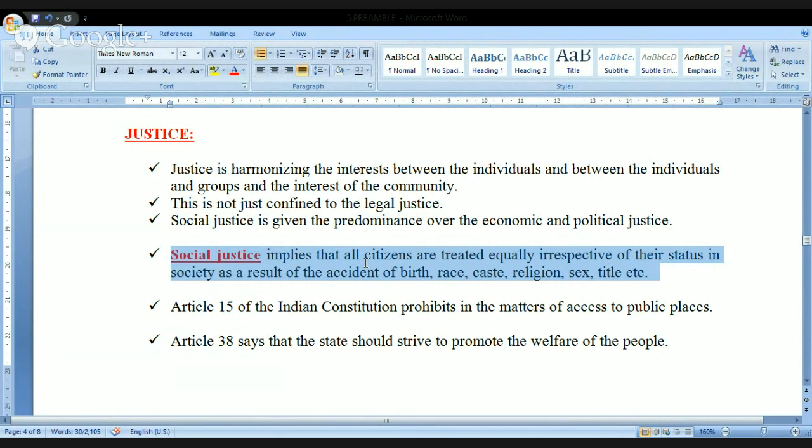Kindly don't take anything into consideration like birth, caste, religion, etc. Everybody should be treated equally. That is the meaning of social justice. Let me tell you these points here now. You might have heard these words, especially during the times of elections.